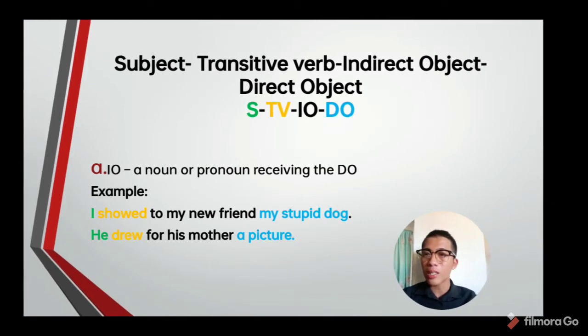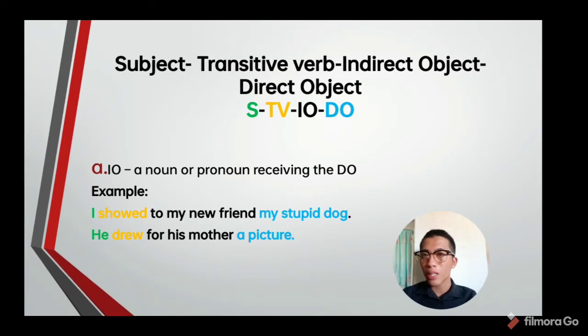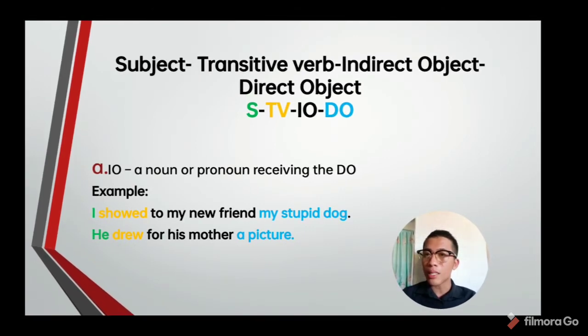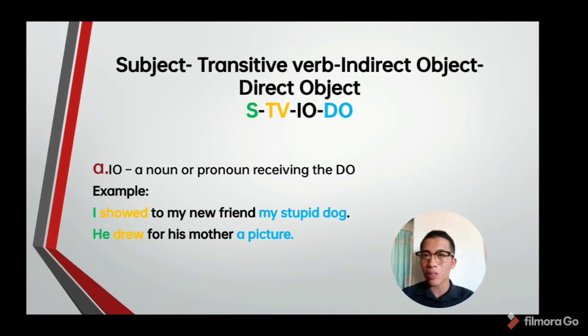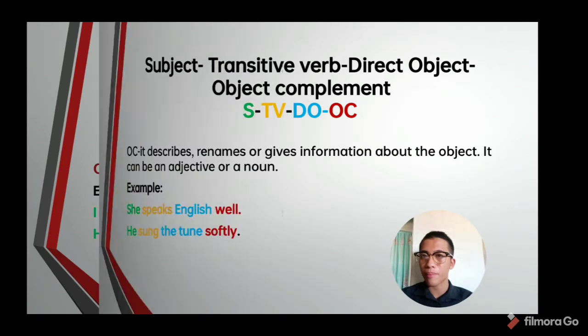We also have here, he drew for his mother a picture. He is the subject. Drew is the transitive verb. For his mother is the indirect object. And a picture is the direct object.